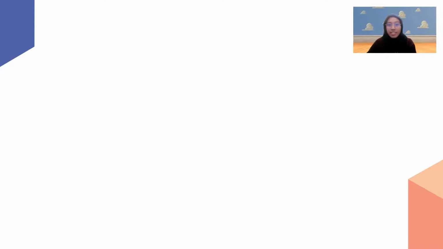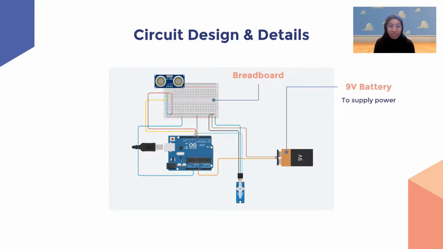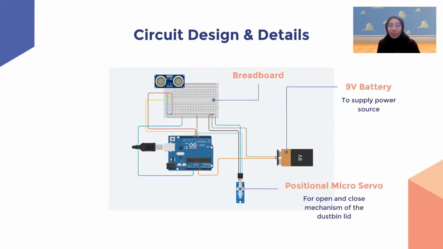Alright, to start off, the circuit diagram shown is an assembly of a few components using the Tinkercad software, such as the breadboard. Next component is a 9-volt battery. This component is used to power up or supply power to the circuit. Next is the positional microservo. Basically, a microservo motor serves as a rotary or linear actuator that allows precise control of angular and linear position, velocity, and also acceleration. The use of the positional microservo in this project is specifically for the open and close mechanism of the dustbin lid.